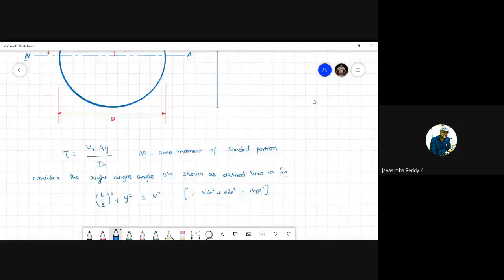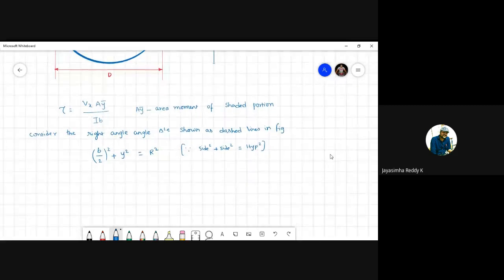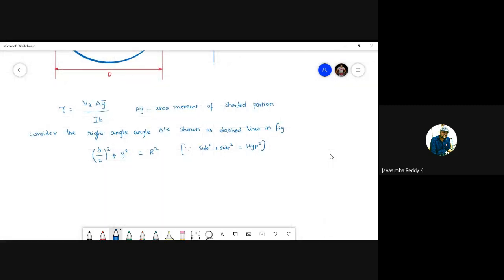Now let us make b the subject, students. From this equation, let us make b the subject. So we'll get b square plus 4y square is equal to 4R square. I have taken this 4 outside and multiplied. And if you write for b square, it becomes 4R square minus 4y square. Let me call this equation number 1, students.